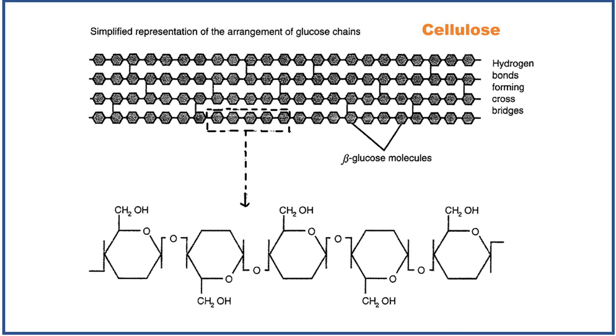Cellulose is made from beta-glucose molecules, and because of that, the hydrogen bonds form cross bridges between the parallel layers of beta-glucose chains. This gives it enormous strength.